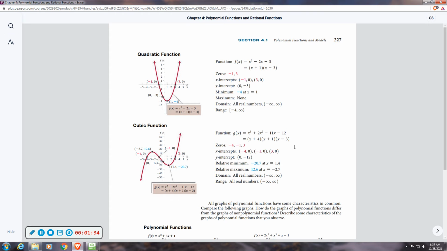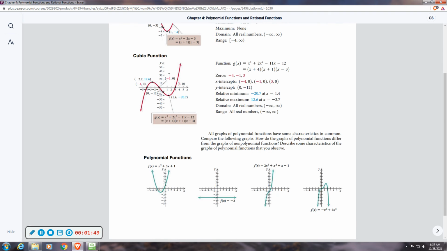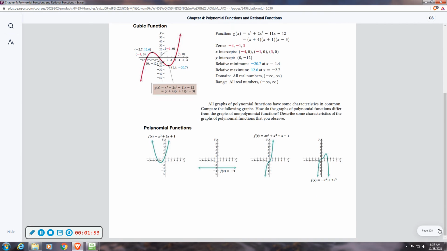In addition to classifying the polynomials, we'll try to find the zeros or the x-intercepts. Both of those are the same. X-intercepts they just write as an ordered pair, the x value, and zeros they just tell you the numbers. So there's some examples there.